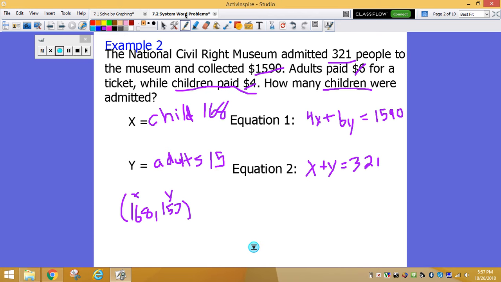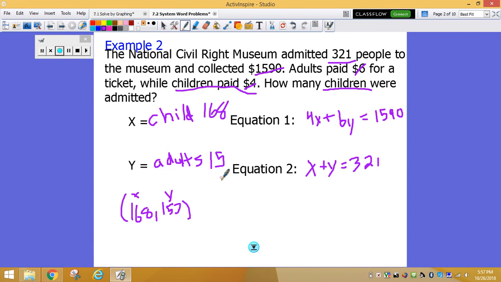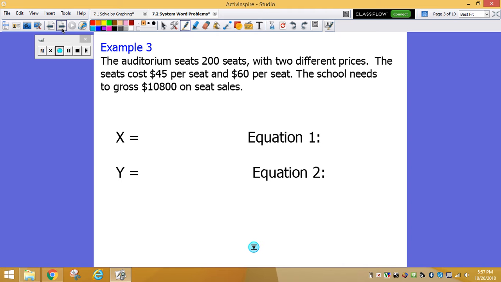153, I can't even read what I wrote. What was that answer? 153. 153 goes with adults. So the question said, how many children were admitted? And the answer should be 168 kids. All right, let's do one more like this.